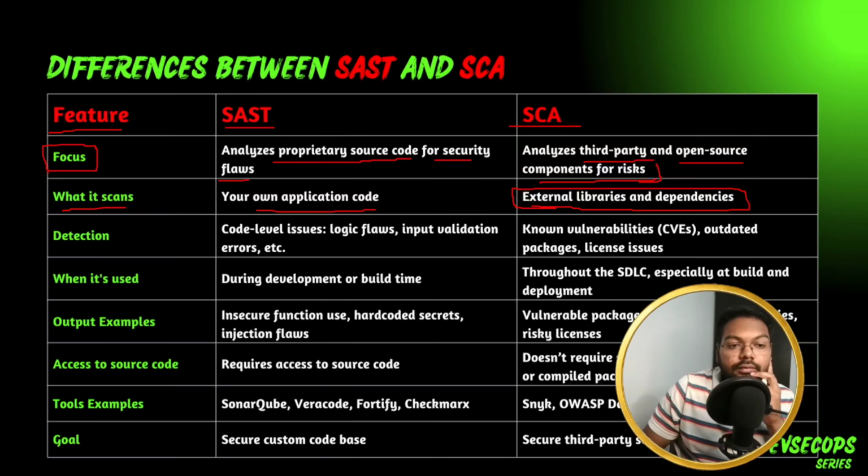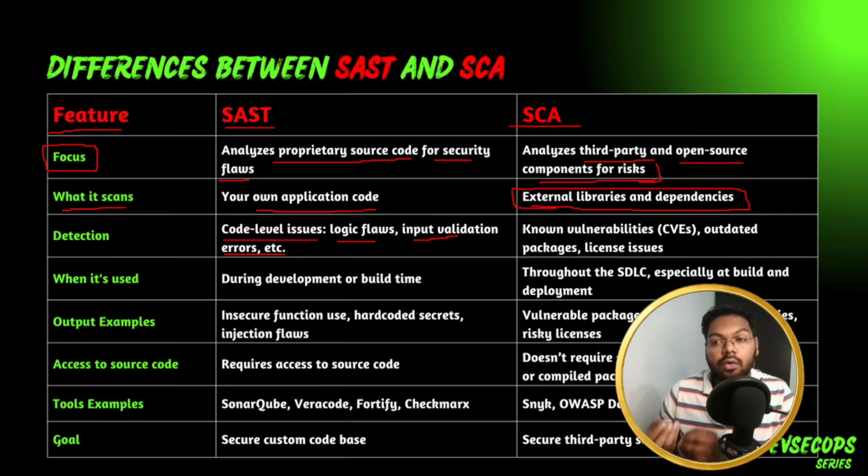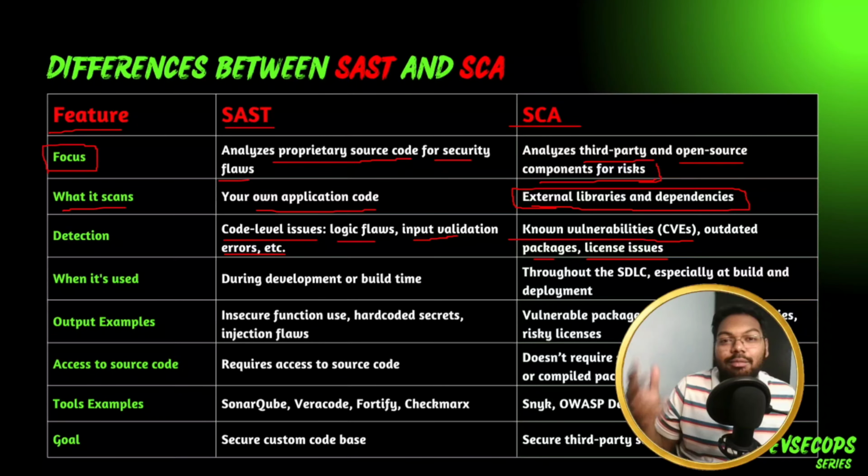Then what it scans: your application code in SAST, and external libraries and dependencies in SCA. Detection: SAST finds code level issues, logical flaws, input validation errors, etc. It shows you weaknesses of your code, and then it suggests how to harden your coding practices, how to make it hard for someone to inject any flaws or any kind of code base or script into your code. That is what it detects. Now SCA detects known vulnerabilities, outdated packages, or license issues. I hope by now I have repeated it so many times that you would have learned it by heart.